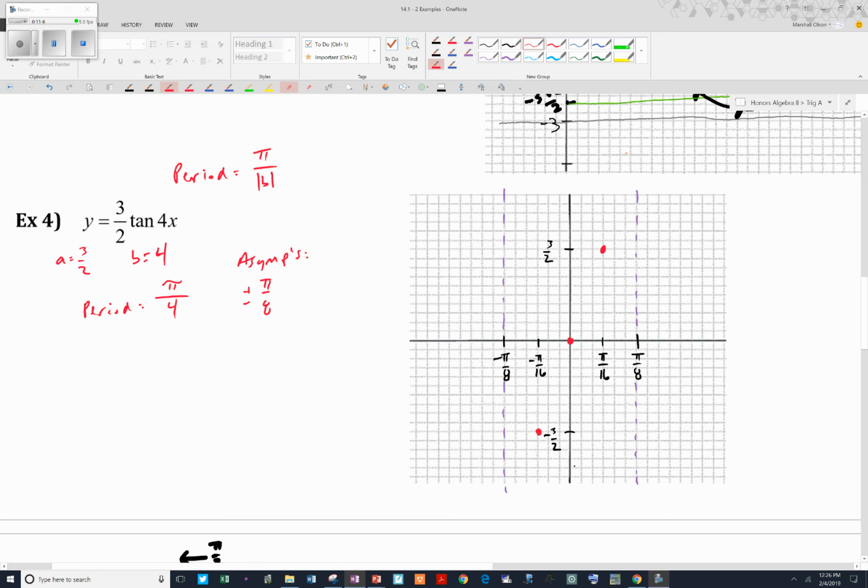And I'm going to be able to graph this in as such. So you're going to go through those 3 points and then use the asymptotes to finish the graph. That is what our tangent graph is going to look like.